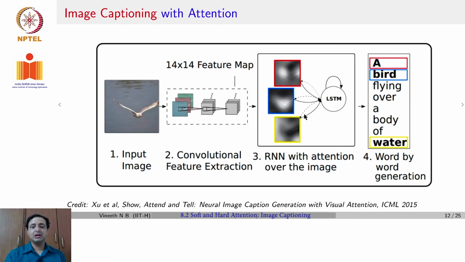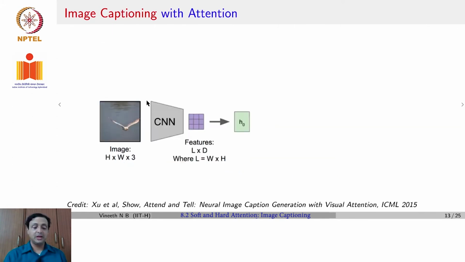Let's now try to see how the RNN with attention is performed in this particular method. Given an input image whose dimensions are H cross W cross 3, you give that as input to a CNN, and the feature map after a particular convolutional layer, let's assume, is L cross D, where L is W cross H. Now, as we said, we give this as input to an RNN's first hidden state, H0.